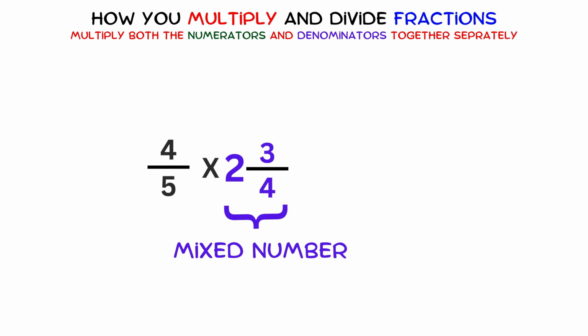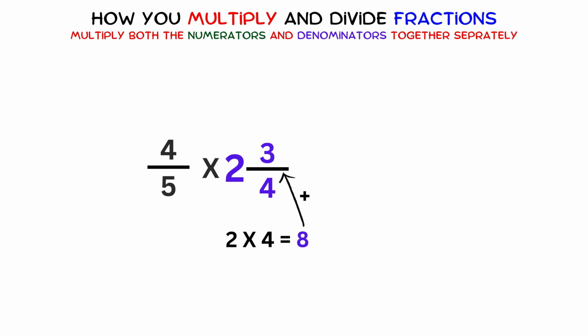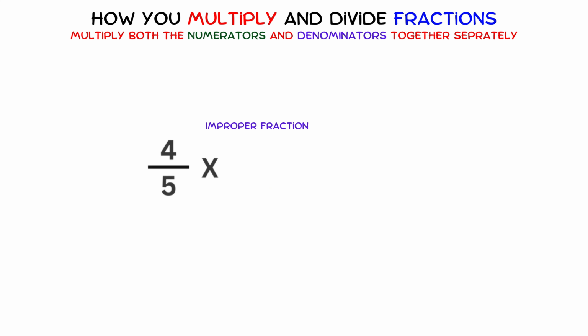In this one, we're being asked to multiply 4/5 by 2 3/4, which is a mixed number. Now, you can directly multiply fractions by mixed numbers, but it's a lot easier if you take the mixed number and convert it to an improper fraction first. So to do that, we multiply the 2 by the 4 to get 8, and then add that 8 to the numerator of 3 to get a new numerator of 11. So we get an improper fraction of 11 over 4.